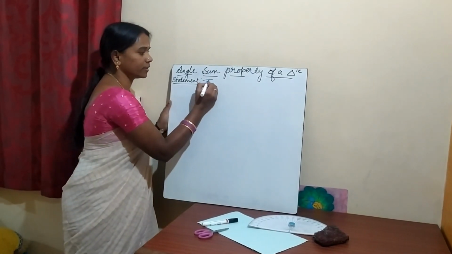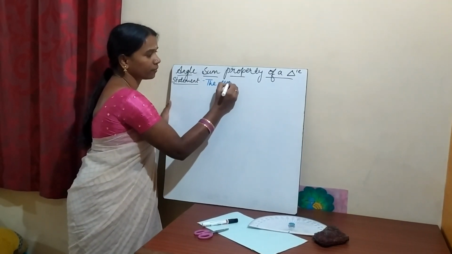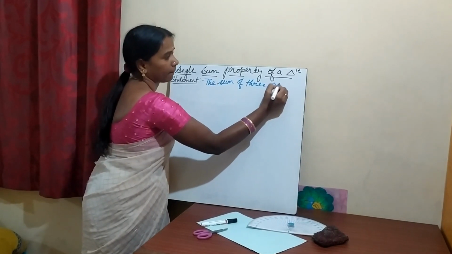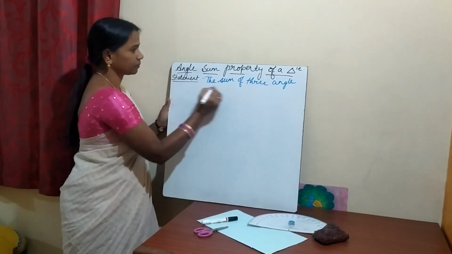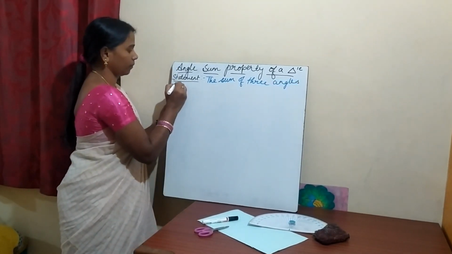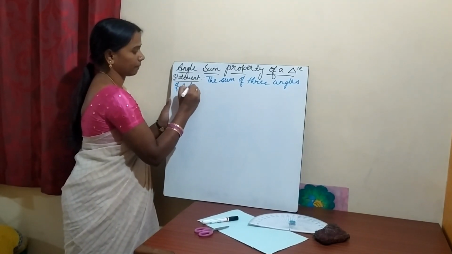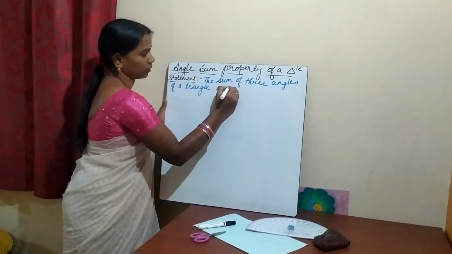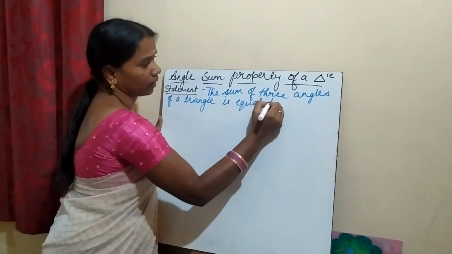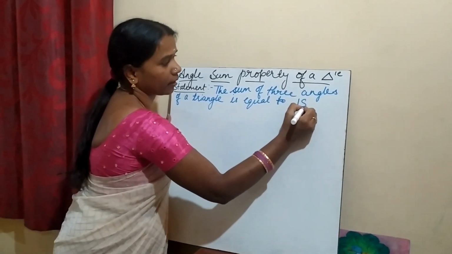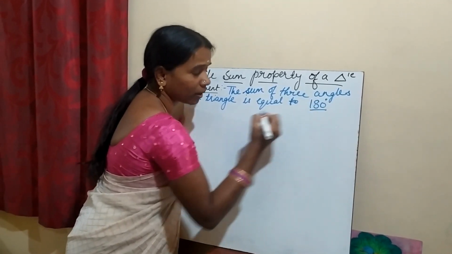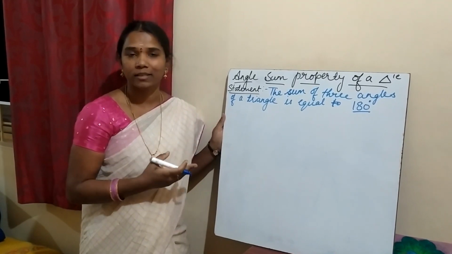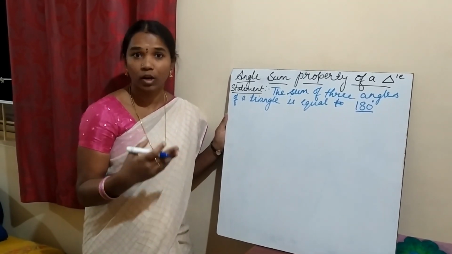The sum of three angles of a triangle is equal to 180 degrees. So this is the statement which we are going to prove today. We can call this statement a theorem, for which we are going to give a logical proof.